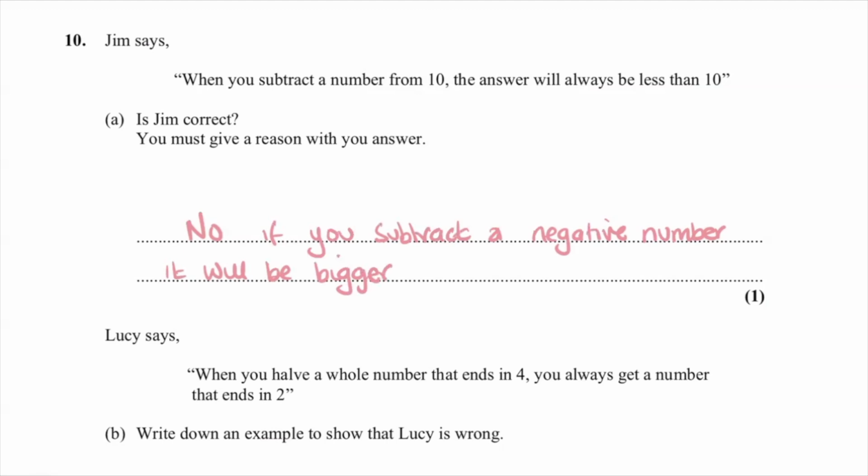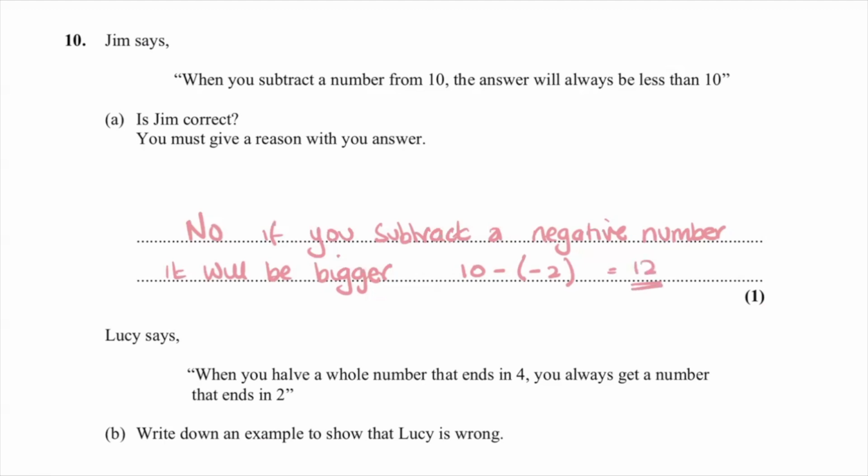If you subtract a negative number, it will be bigger. So here's the example to show you. 10, subtract, -2. Those two negatives are going to create a positive, which equals 12.